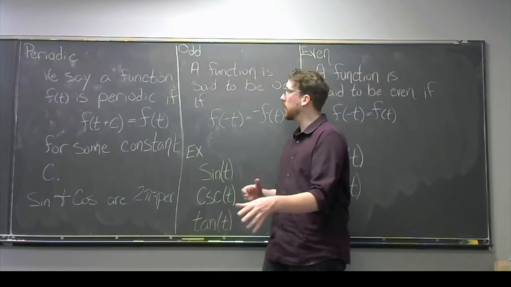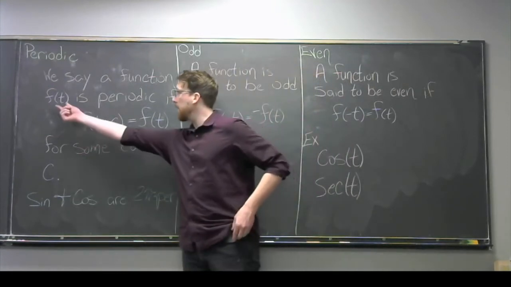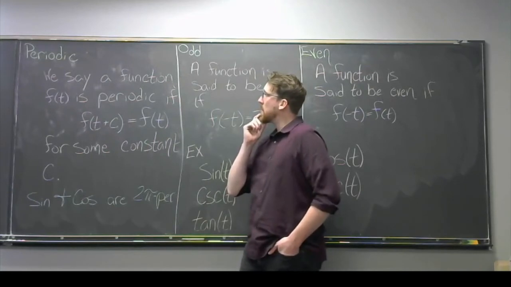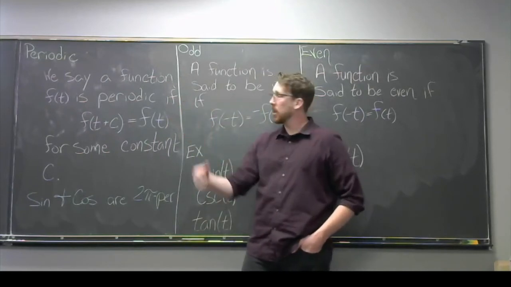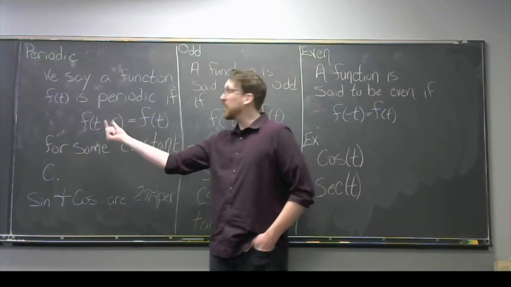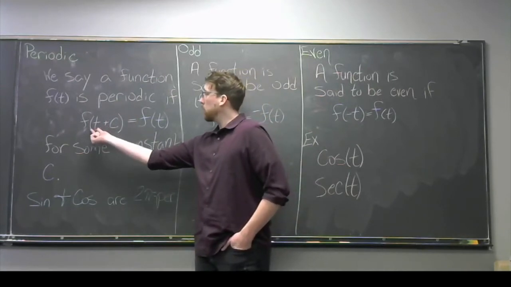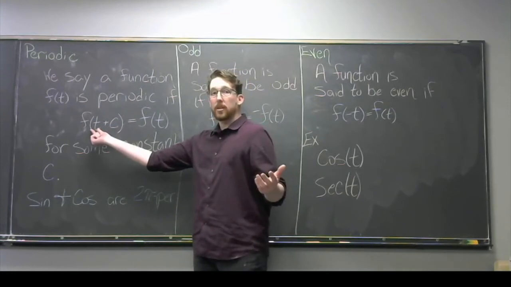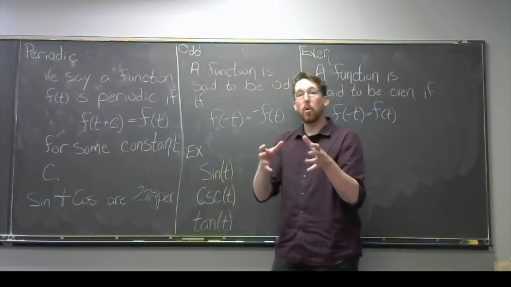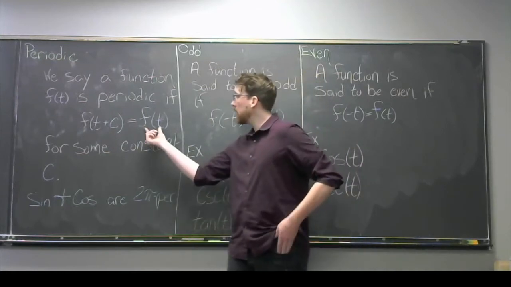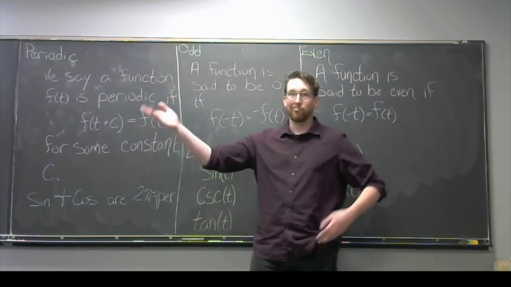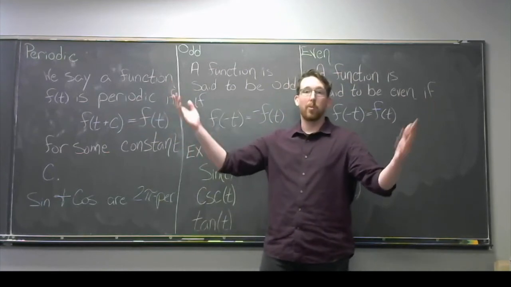So what I mean is, we've got our function f of t. Let's imagine there's this constant. If I can add this constant to whatever my variable is, and then apply the function to it, if that always comes out to be the same as the original function without the variable added in, well, then our function is periodic.